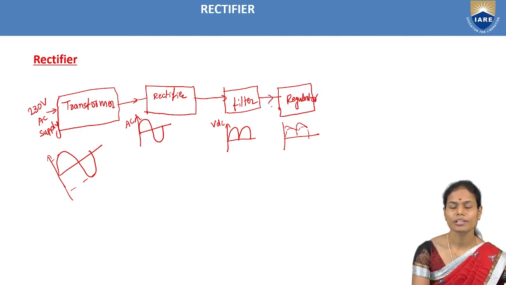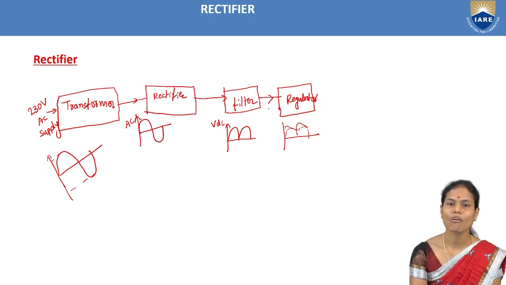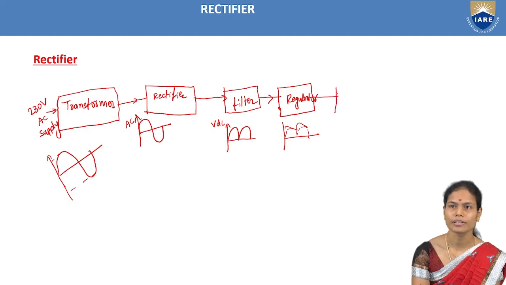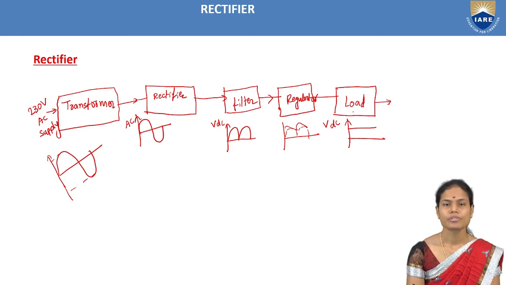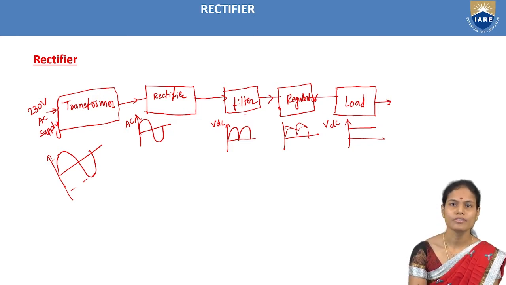The function of the regulator is to stabilize the required DC voltage without any fluctuations, and from that regulator we get the stable or constant DC voltage without any fluctuations that we can use for our applications. So this is a power supply unit. In this power supply unit, we use the rectifier for converting AC into DC form.